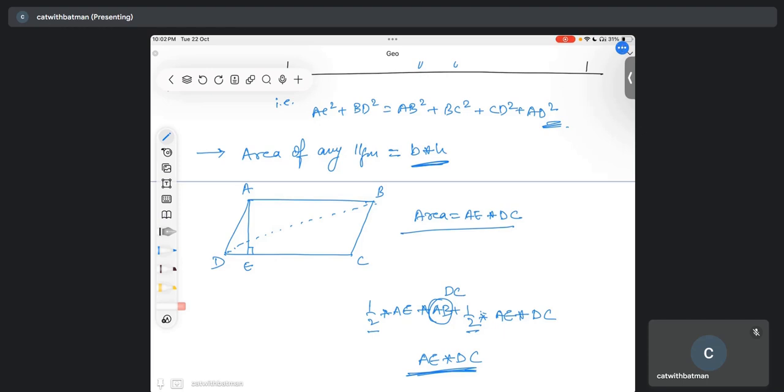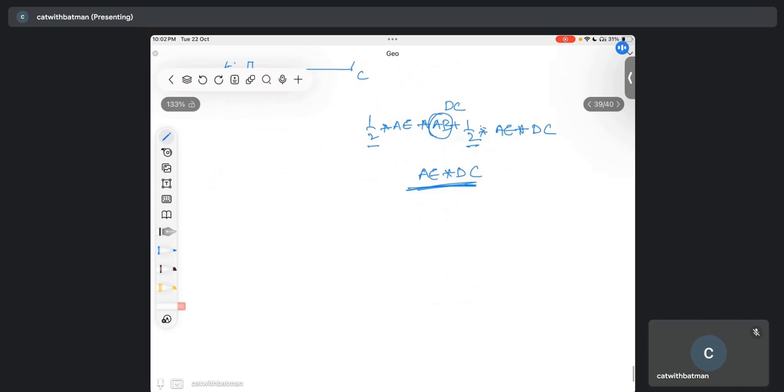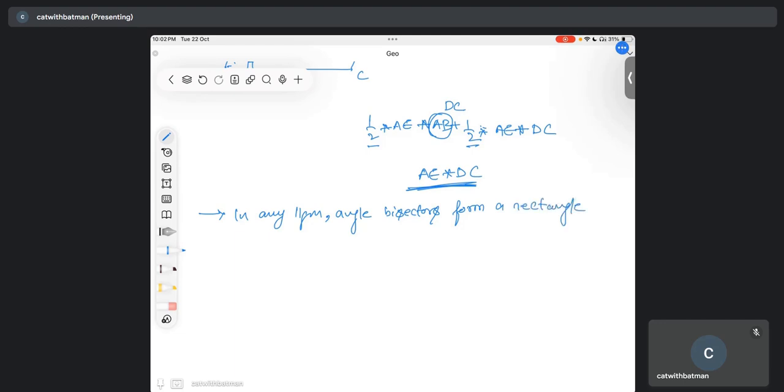One more property. If this makes sense, it's the last property, so that's very good. In any parallelogram, angle bisectors form a rectangle. How? Let's see. Let's say these are the two lines.